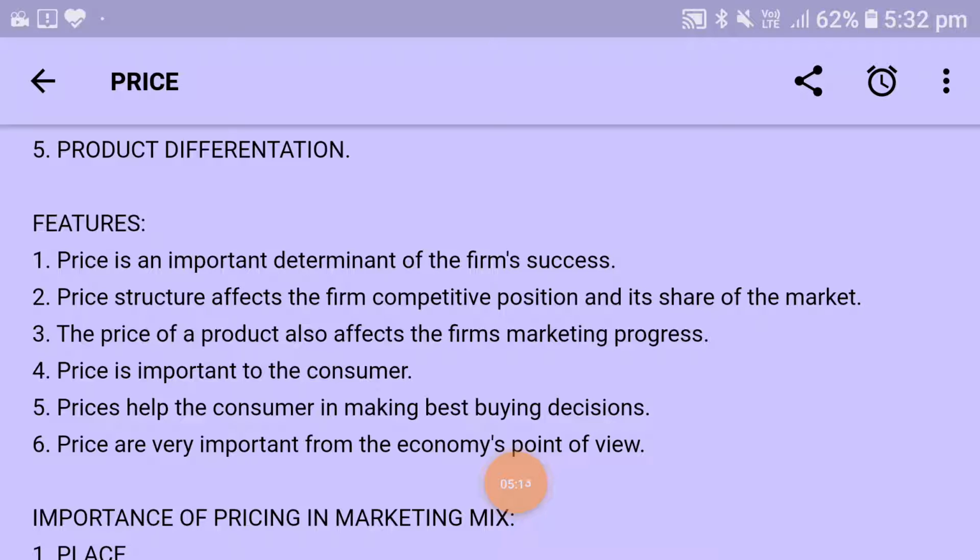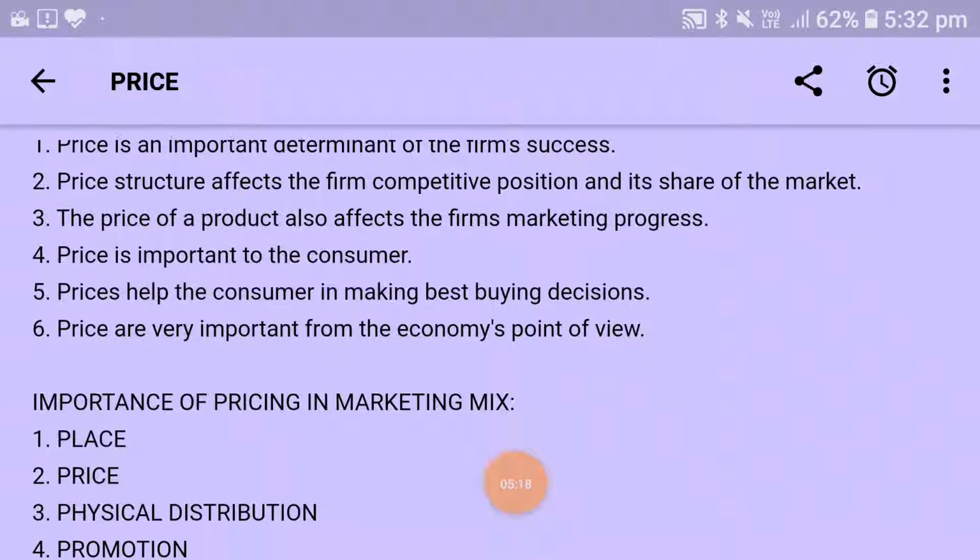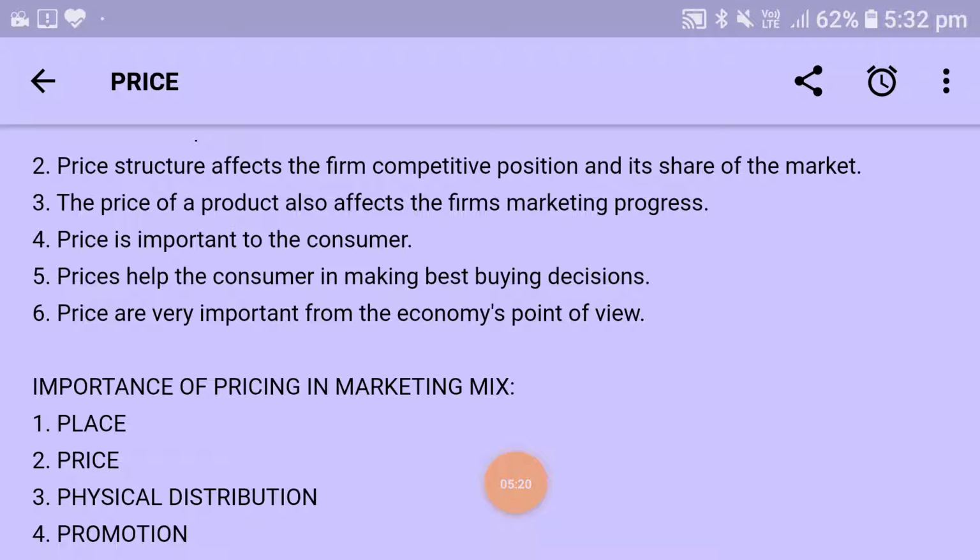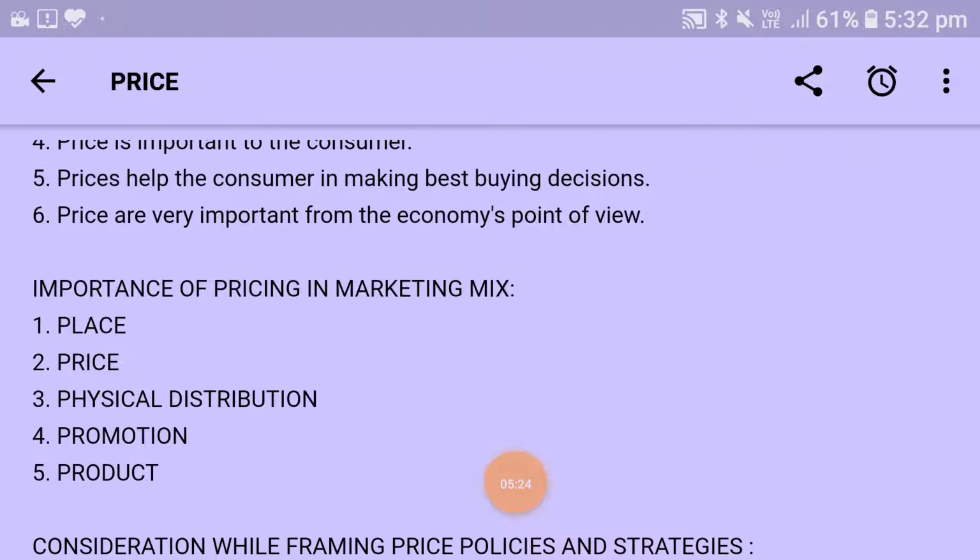Price thus becomes a hub around which the system revolves. Next is the importance of pricing in the marketing mix. The marketing mix consists of place, price, physical distribution, promotion and product.